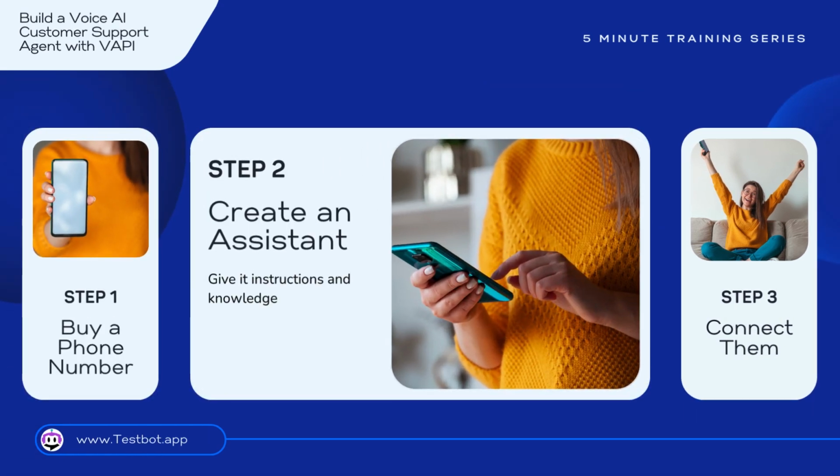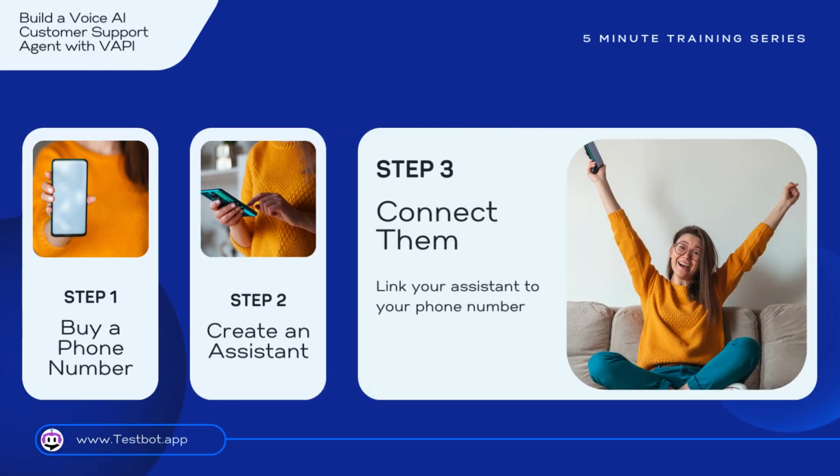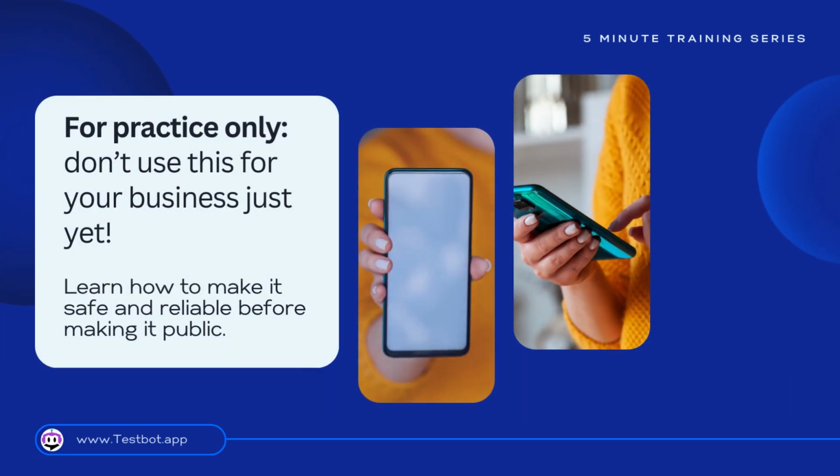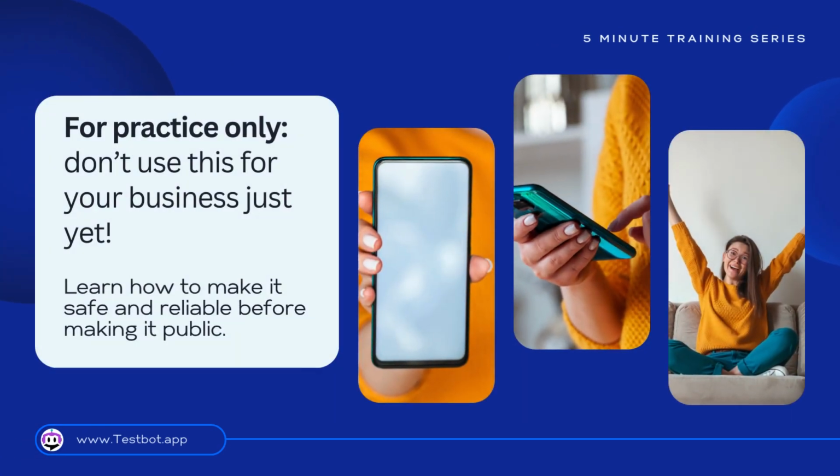The second step is creating an assistant. This is where you'll give it instructions and the knowledge of anything needed for the call. Then we'll connect the assistant to the phone number. And that's pretty much it. Don't use this in production. There's some other stuff you'll want to do before you make this public, but let's get on to the demo.